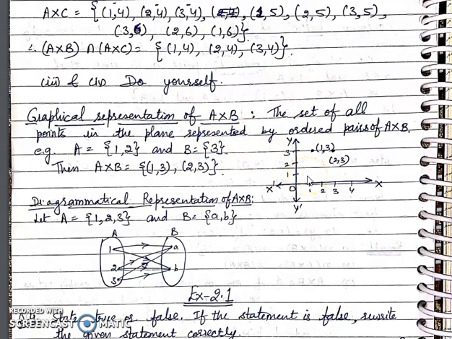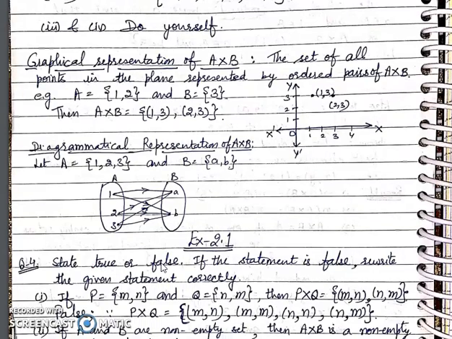of A cross B. We can also represent the cross product with the help of a Venn diagram. Set A and set B, we write down the elements, and we associate all the ordered pairs by arrows: 1 to A, 1 to B, 2 to A, 2 to B. We put an arrow with each pair. 3 to A, 3 to B. So this is the diagrammatic representation of A cross B with the help of a Venn diagram.